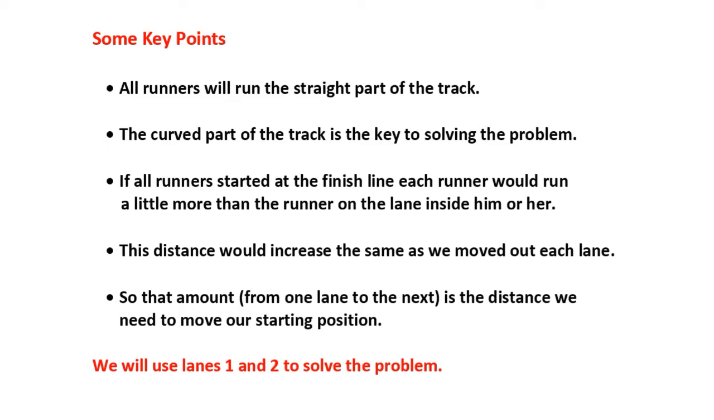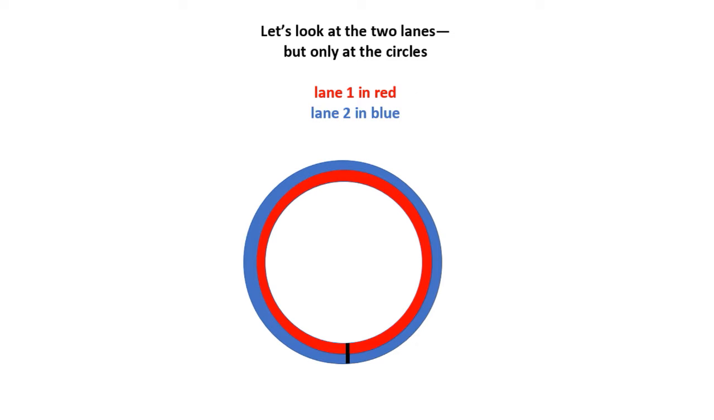The curved part of the track is the key to solving the problem, because everybody runs a straightaway. So as we look at that curved part, we're going to look just at lanes 1 and 2, because that'll give us our staggered start that we need for any of the lanes, that when you put the curved parts together, we have circles.